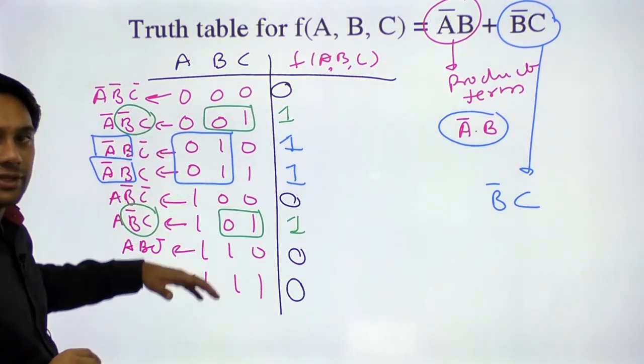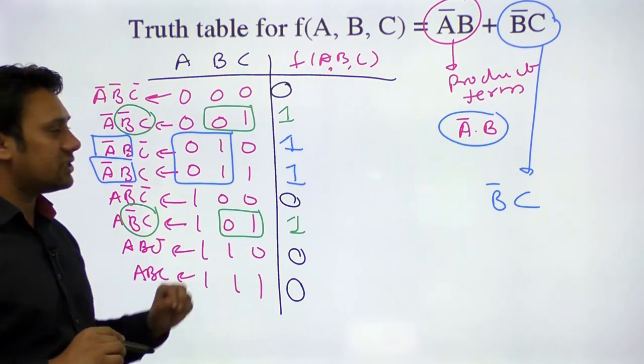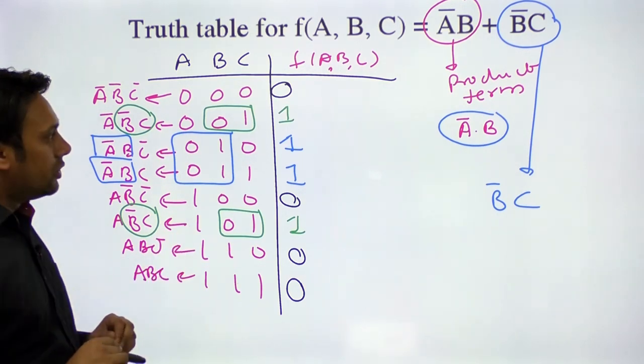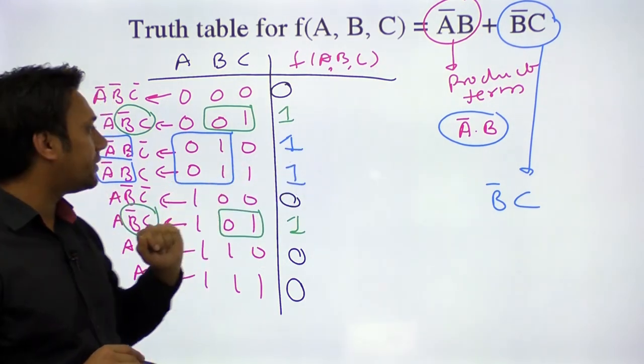So in all of these cases, in 4 locations, it is assuming a value 0. In 4 locations, it is assuming a value 1. So in this manner, you can represent a function with the help of a truth table.